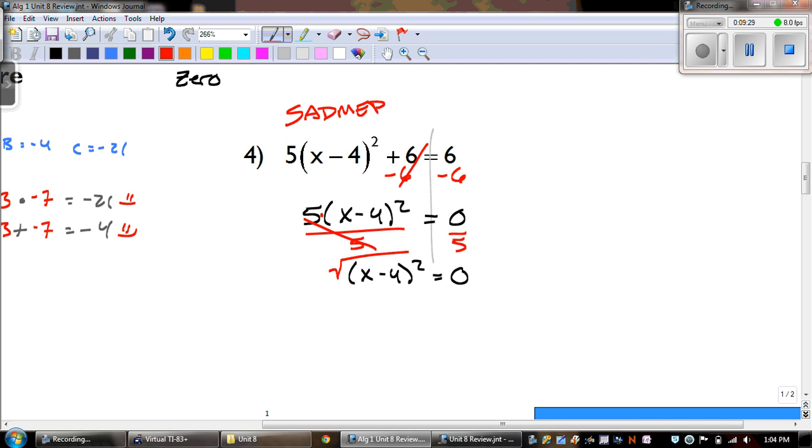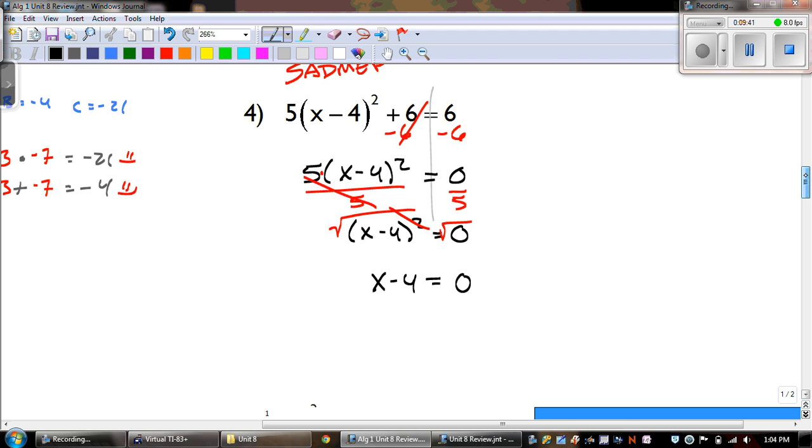Okay, the next thing would be to get rid of the square, and to get rid of a square, we take the square root. The square root of 0 is 0. And now the last step would just be to subtract by 4. So we get that x equals +4. The end.